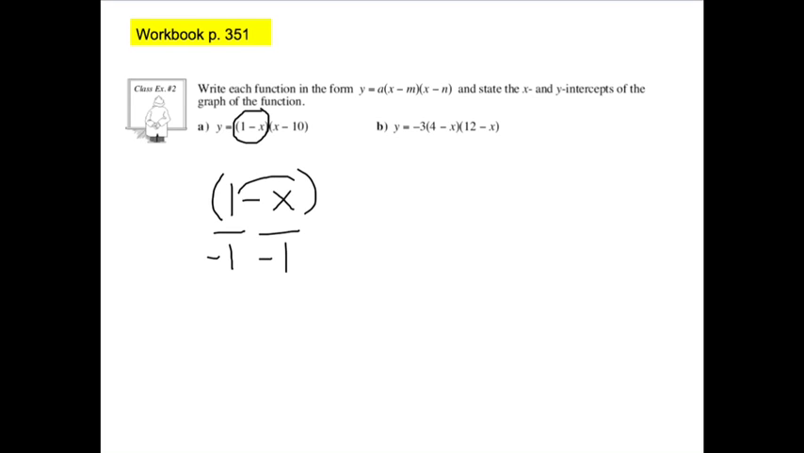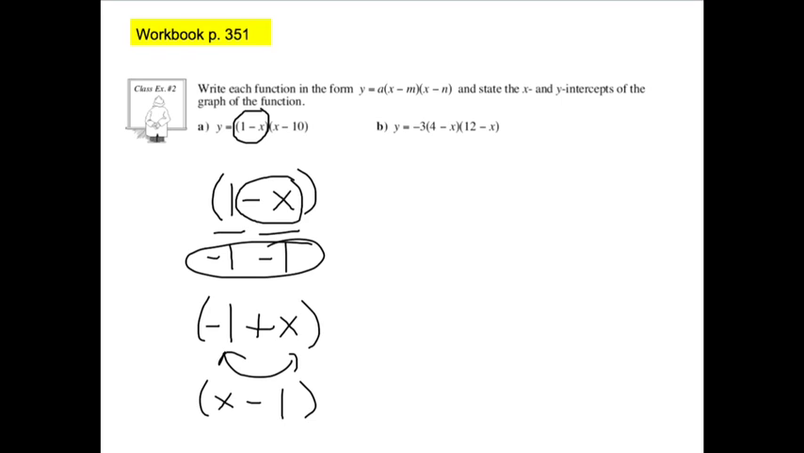The reason being is, of course, this x owns the term right next to it. We want to turn that x into a positive. So when we divide each one of those by -1, you've got a -1, because 1 divided by -1 is just -1. You've got negative x divided by -1. That's going to be a positive x. Now if you switch these two, what you're left with is x minus 1. And because you divided it by that -1, that -1 is on the outside now.